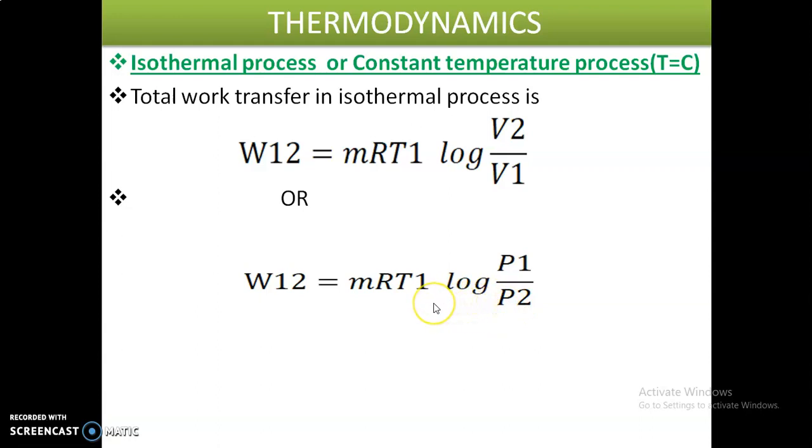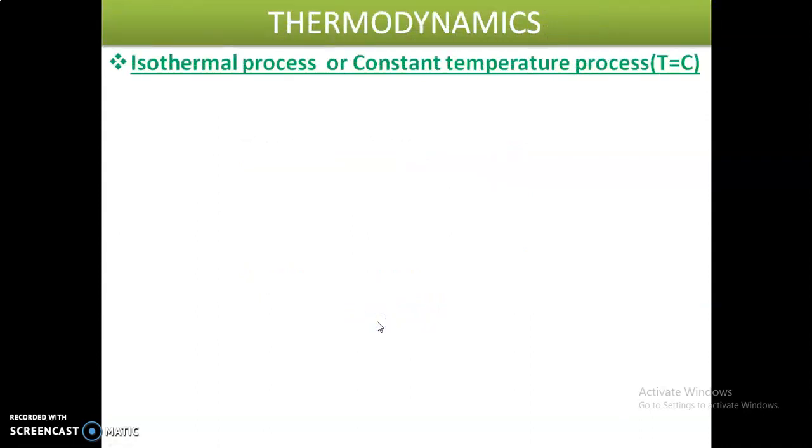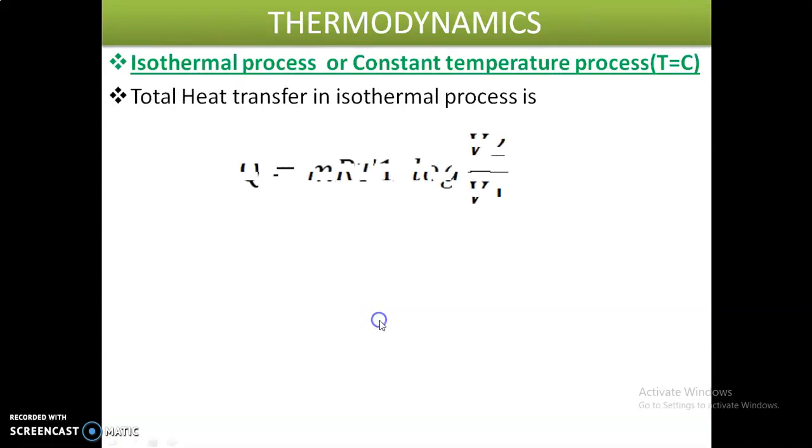And what is the total heat transfer in the isothermal process? The total work transfer is equal to the total heat transfer. So the total heat transfer in the isothermal process is Q is equal to mRT1 log V2 by V1. Same. Whatever the formula for work transfer, the same will be Q is equal to mRT1 log V2 by V1. I hope you understand about the total work transfer and total heat transfer in the isothermal process.